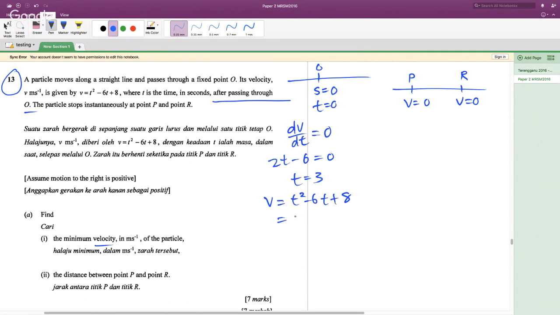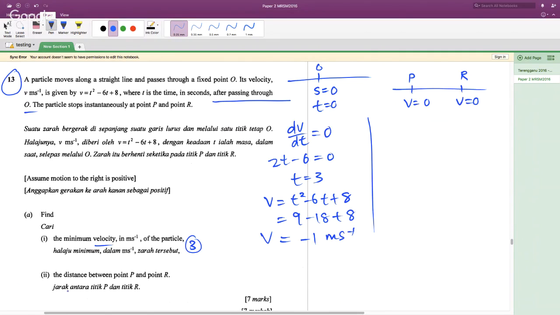I got t equal to 3. So 9 minus 18 plus 8. Therefore, I got negative 1 meter per second. This is my minimum velocity. All right, so the first part is done. I guess they will give you 3 marks for this one, maybe.